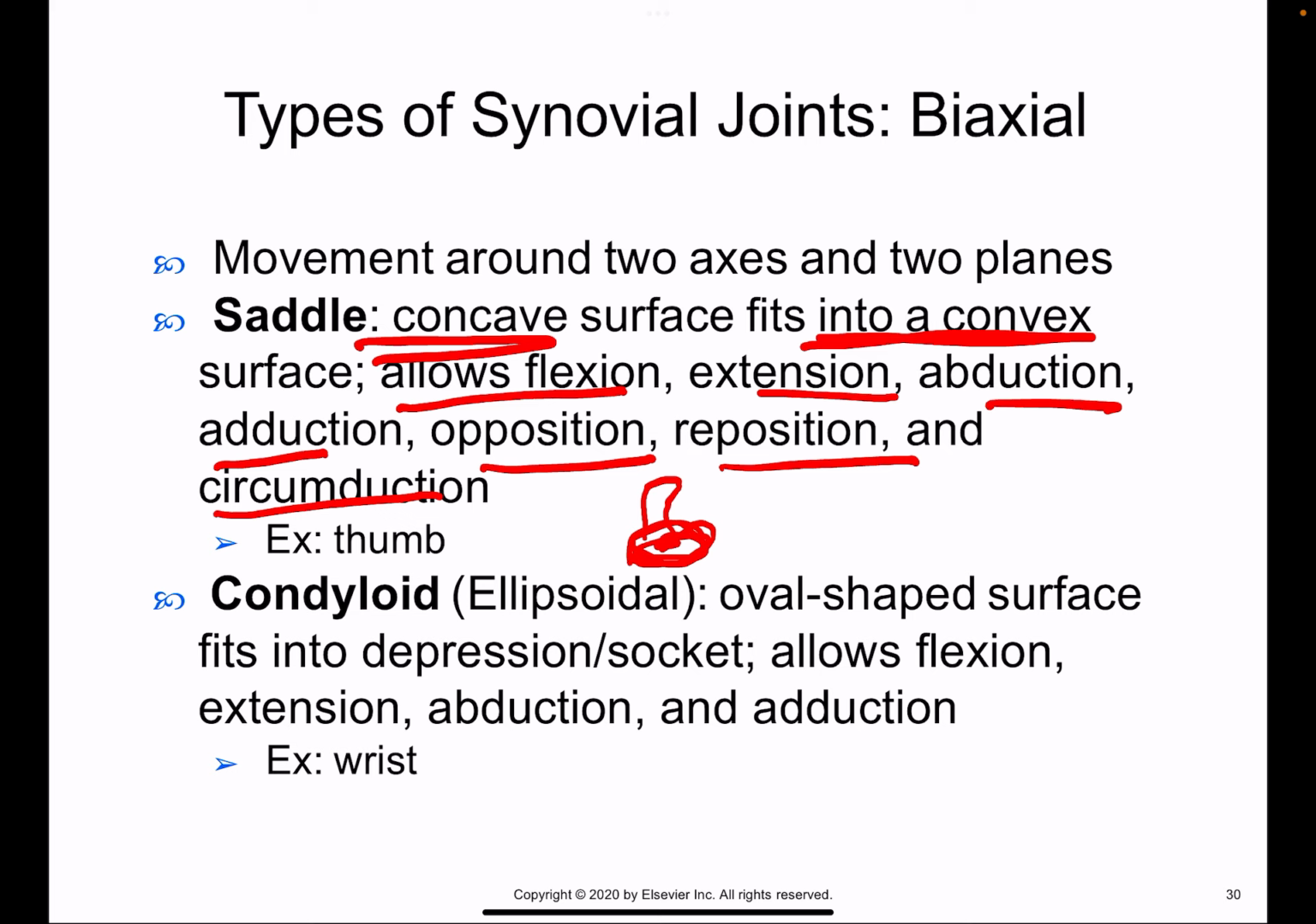Now, condyloid or ellipsoidal is an oval-shaped surface that fits into a depression or a socket, which is going to allow for flexion, extension, abduction, and adduction. For instance, my best example of this movement is whipping up something delicious in the kitchen and you're stirring a bowl.